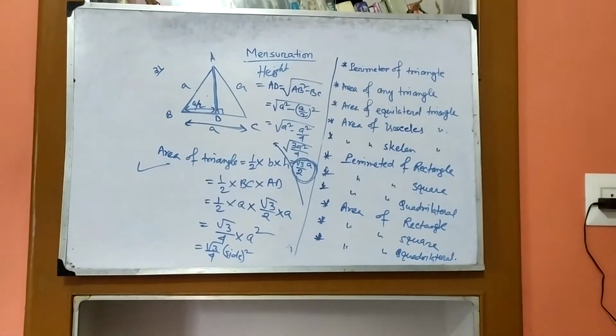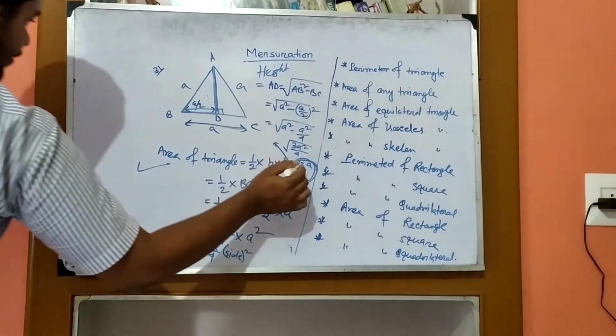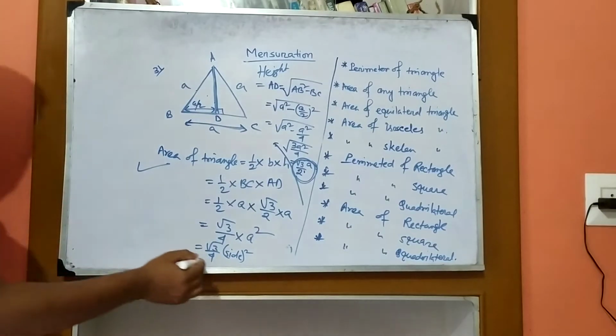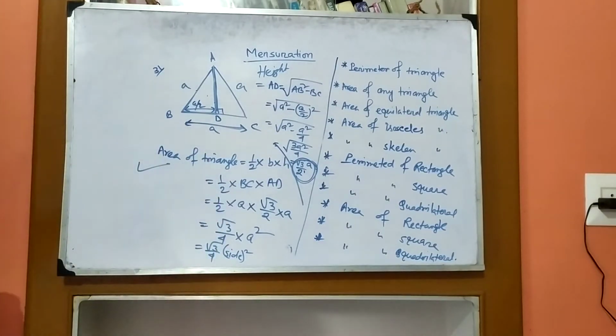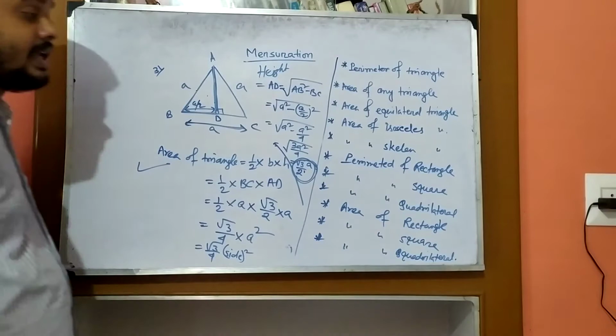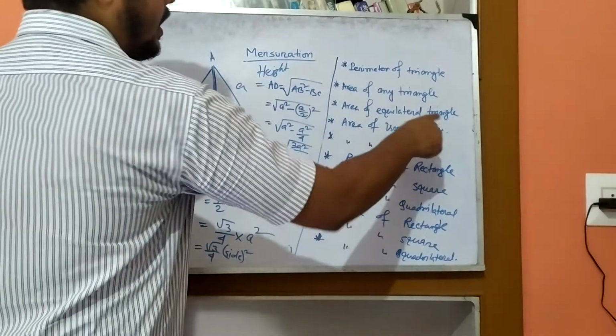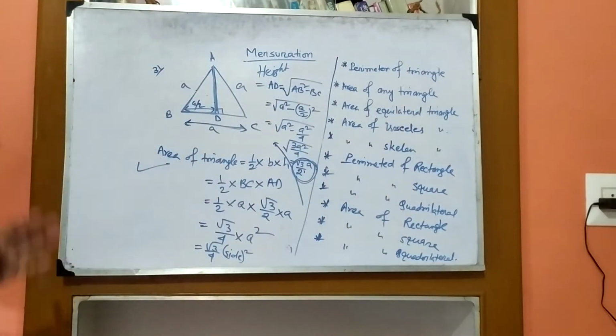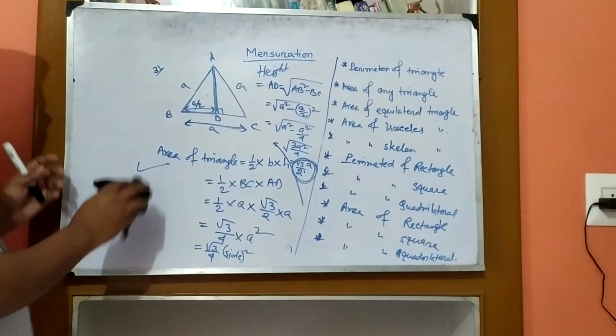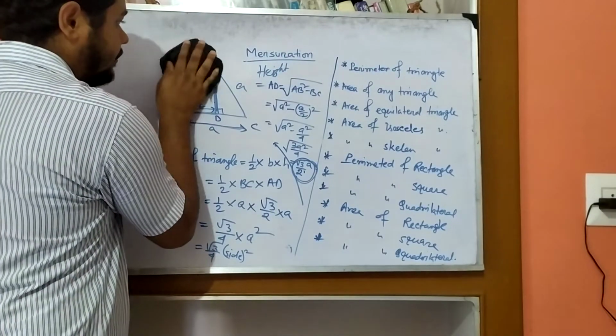So how does the area of the triangle come? It is shown and explained here. Already you know the formula, but how it comes is shown over here. Height of the equilateral triangle is root 3 by 2 into a, and area of the equilateral triangle is root 3 by 4 into side square. In the same manner, we can get the area of isosceles triangle as well as scalene triangle. Okay.